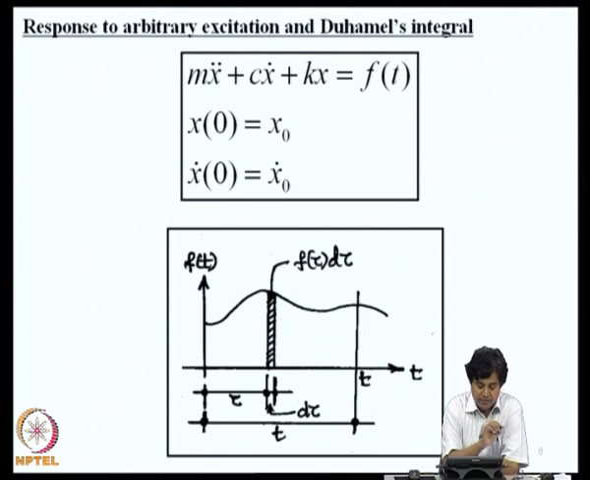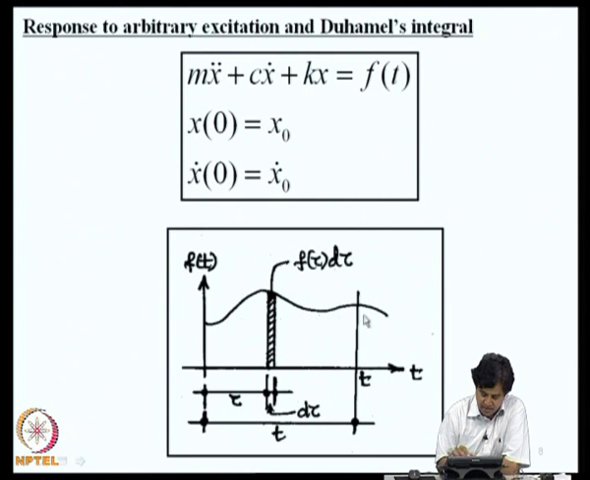The main use of impulse response function is in constructing the response of the system to arbitrary loads f of t. For example, f of t is an arbitrary load. This could be, for example, a load induced by an earthquake or a wave or a wind, where we do not have any functional representation in terms of sines and cosines and exponentials, and so on and so forth.